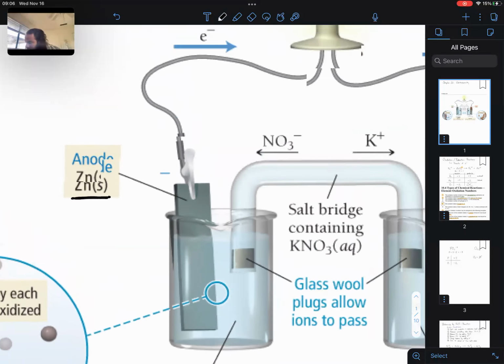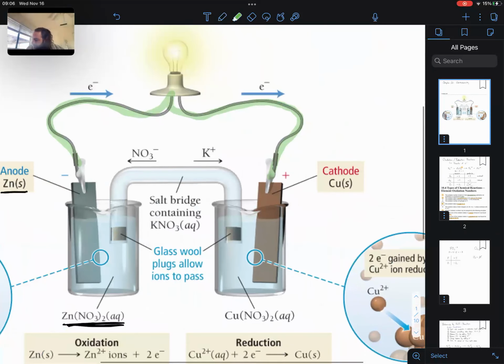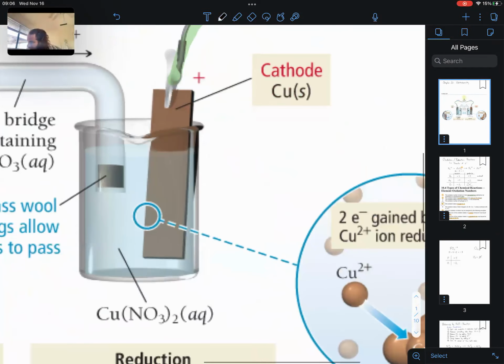Okay, that is connected by a wire to now a solid piece of copper, which is sitting there dipped in a copper nitrate solution.